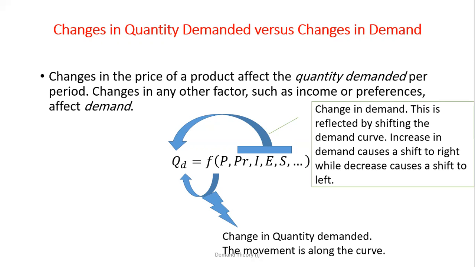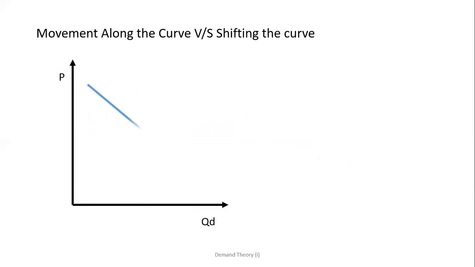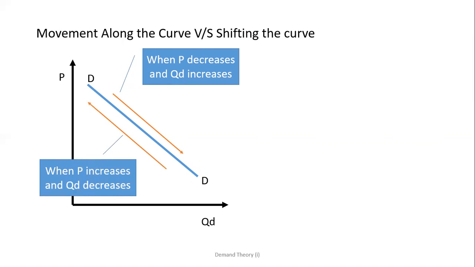Whereas if the quantity demand is changing in response to change in price of that commodity, we call it change in quantity demand, and on the graph we represent it by moving along the same demand curve. Here, when the price decreases, the quantity demand increases, that is, the demand curve extends. And when price increases, the quantity demand decreases, that is, the demand curve contracts. However, we remain on same demand curve.